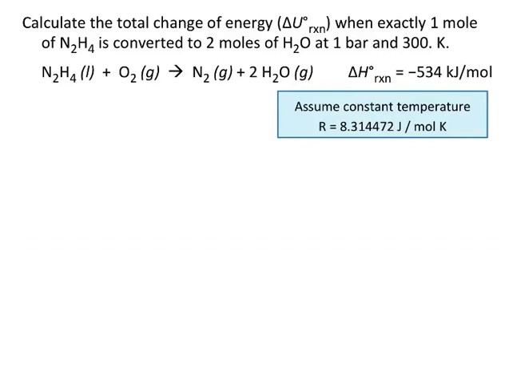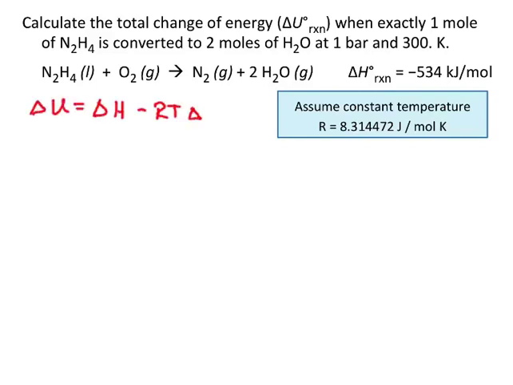So now what we have left is just a couple example problems. So in this problem, we're looking for the total change of energy, delta U, when exactly 1 mole of hydrazine is converted to 2 moles of water at 1 bar and 300 Kelvin. So you're given the reaction, you're given the delta H value for this reaction as written, and we're going to assume a constant temperature, otherwise it gets to be a whole mess. And here's the gas law constant.